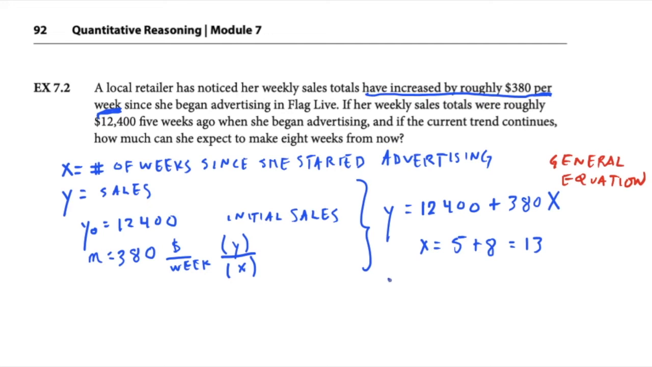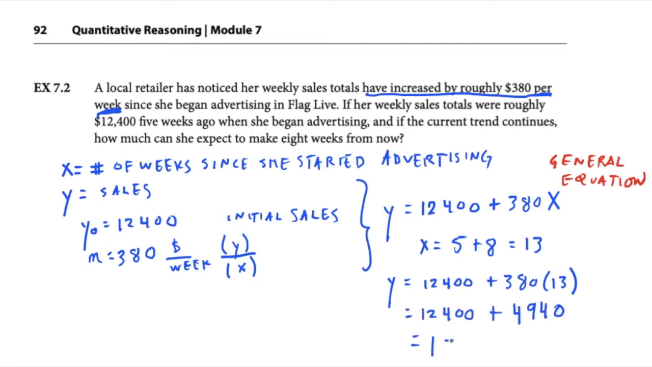So we can plug x equals 13 into my equation, and I'll get 12,400 plus 380 times 13. Doing some simplification, we expect her total sales to be 17,340 in 8 weeks from now. So that's 13 total weeks since she started advertising. This example demonstrates the structure of a linear model, and it highlights the slope feature and this initial value that we'll utilize in subsequent examples.